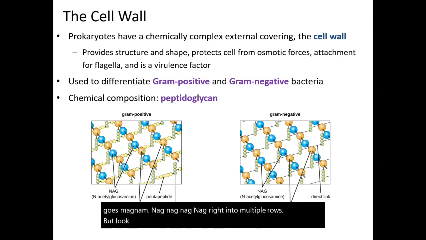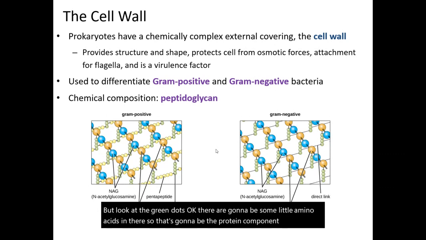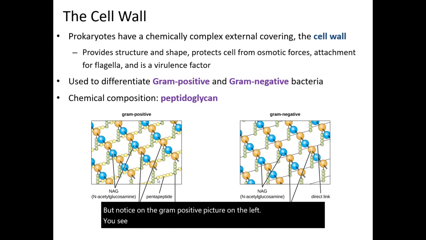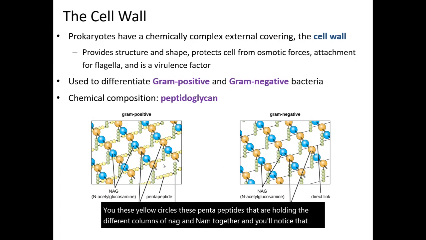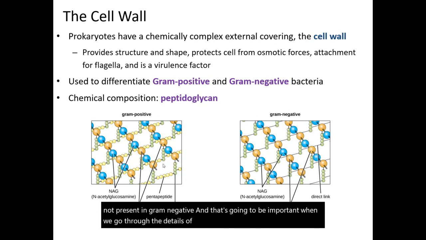But look at the green dots, okay? There are going to be some little amino acids in there, so that's going to be the protein component. And so peptidoglycan has the carbohydrates and proteins in there together. But notice on the gram-positive picture on the left, you see these yellow circles, these pentapeptides that are holding the different columns of NAG and NAM together. And you'll notice that is not present in gram-negative, and that's going to be important when we go through the details of these cell walls on the next slide.